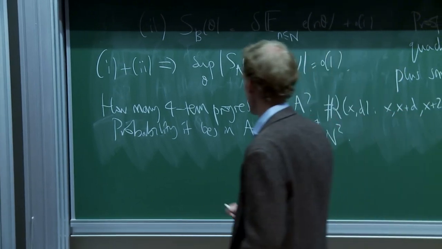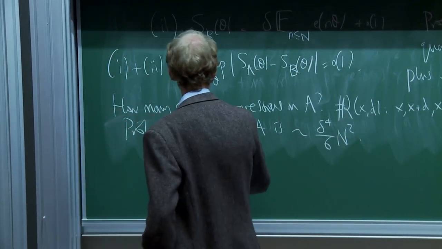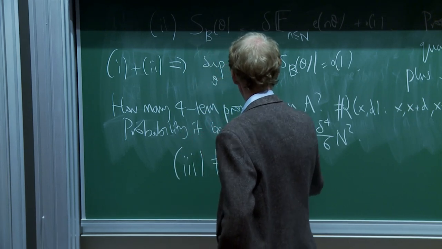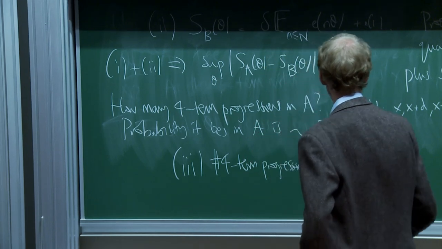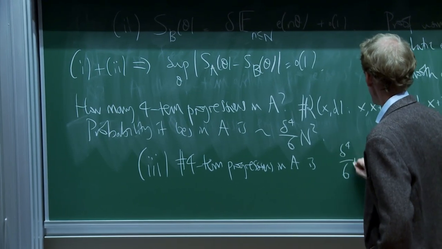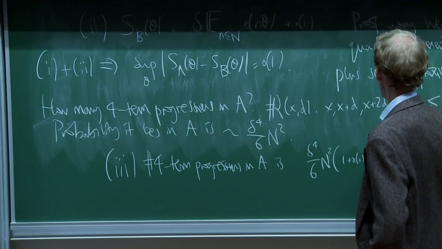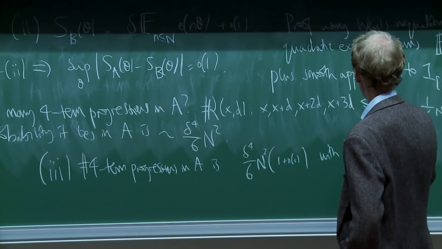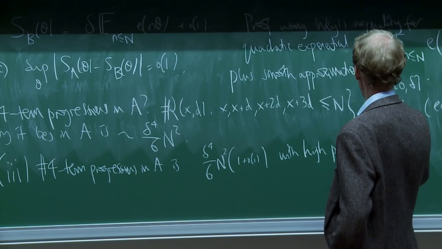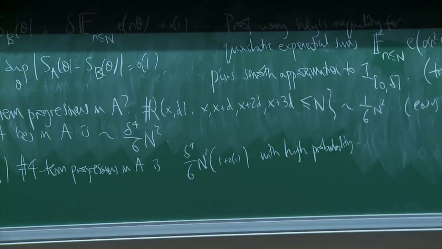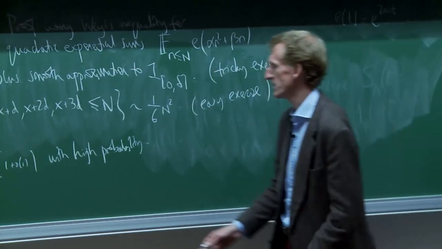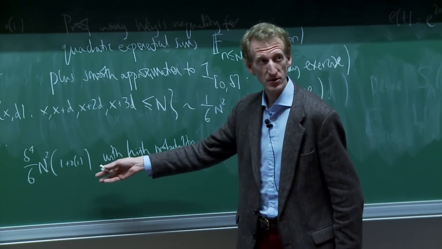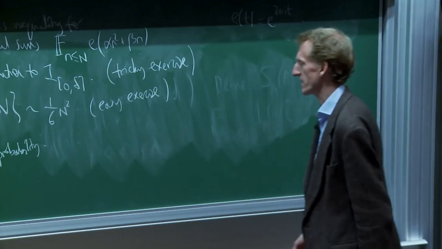Let me formally state that as point 3. The number of four-term progressions in A is delta to the 4 over 6 times N squared, asymptotically with high probability. Again, that's something I haven't actually proved. The argument I just gave computes the expected number of four-term progressions in A, which is not the same as showing that it concentrates around the mean. But again, some second moment method would give this.